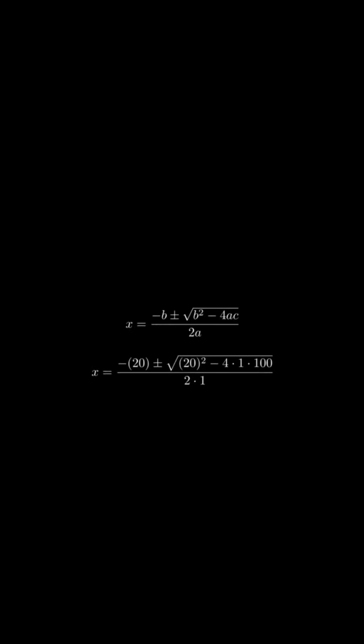Let's start by substituting a equals 1 into the formula. Notice where a appears in the denominator as 2a and inside the discriminant as 4ac.